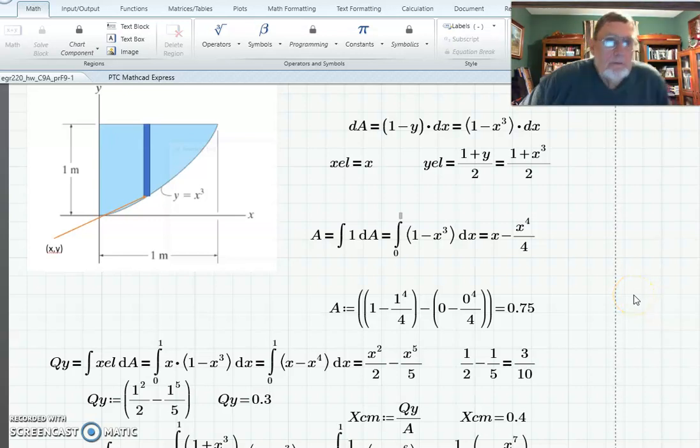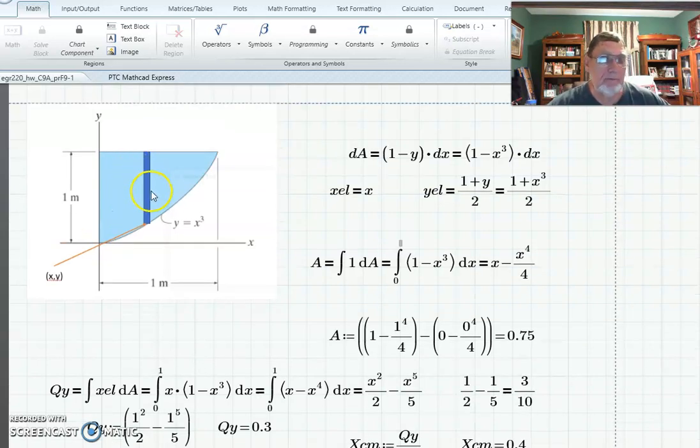All right, so now let's do that same problem by picking the vertical element instead of the horizontal element. I usually tend to pick vertical elements just because I find dx easier to work with. But here we'll pick the element. And again, its area is length times width. So its width now is along x, so it's dx.